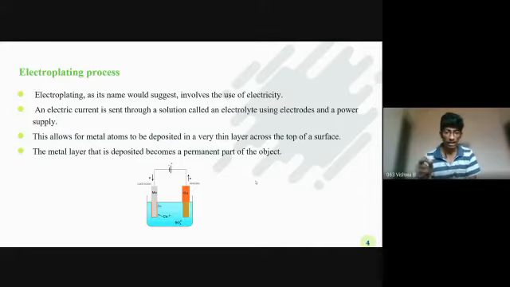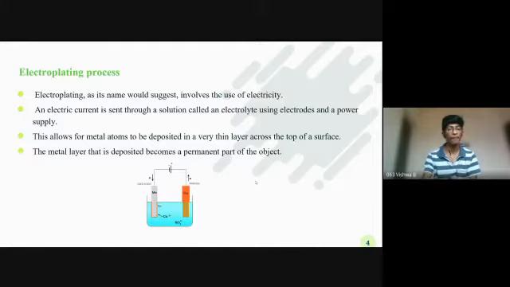The anode releases its ions, and the cathode absorbs them. On the cathode, a very thin layer forms, so the metal is deposited and becomes a permanent part of the object. That is the process we are doing.